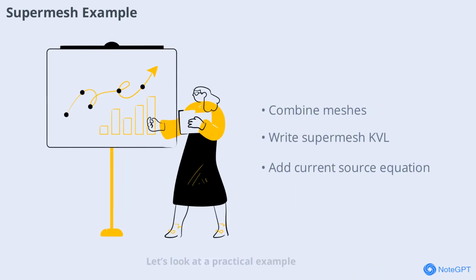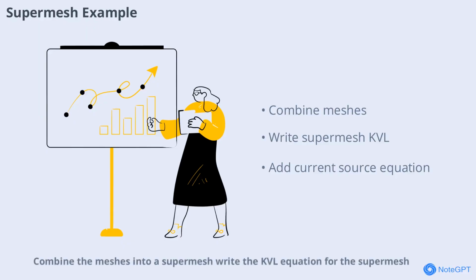Let's look at a practical example. Suppose you have two meshes with a current source between them. Combine the meshes into a supermesh, write the KVL equation for the supermesh, and add an equation for the current source. Solving these equations gives you the mesh currents just as before. Supermeshes are a handy tool for more complex circuits.